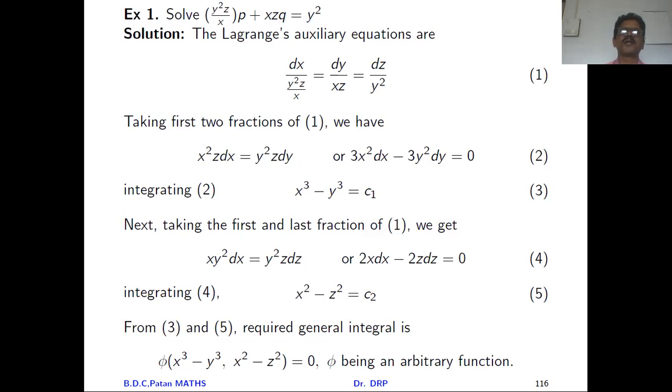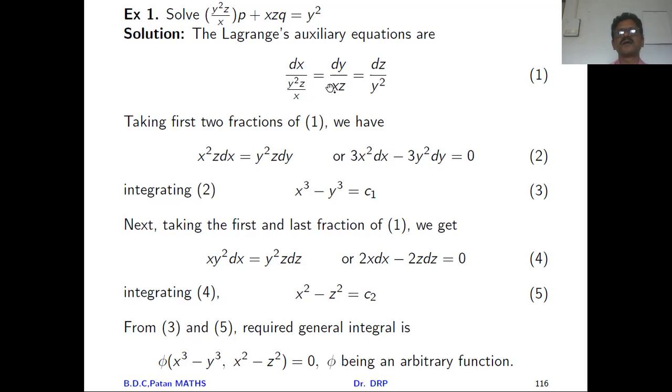So what you have to do, friends? These equations are simultaneous linear equations, and we have already solved this type of equations. There are two methods for solving them. In one method, you consider any two ratios, and you determine one of the solutions or both solutions.